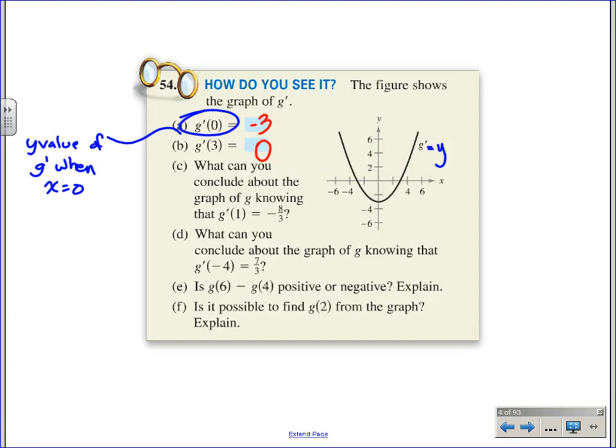But shortcut rules, what happens to the power when you take a derivative? You bring it down, but what happens to the power itself? Subtract 1. So if you subtract 1 to get to the prime, what did it have to be originally? It was a cubed function. Yeah. It was a cubed function. Because only a cubed function can decrease to be a squared function in the derivative.